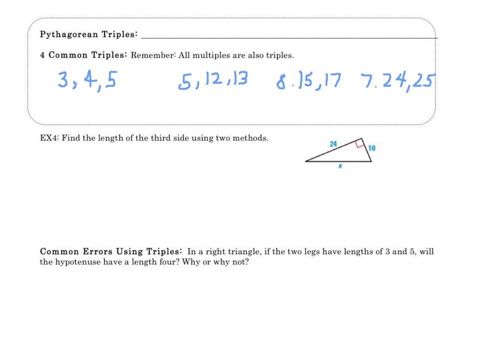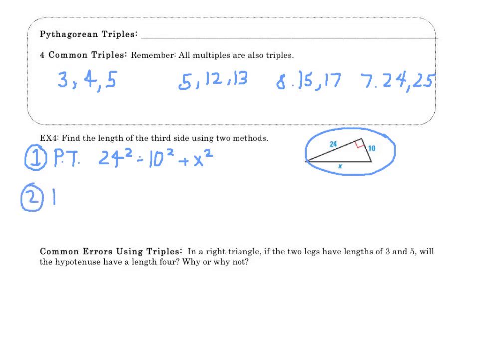So there are two different ways that we can do this problem here. One of those ways is just the classic Pythagorean theorem. So we could just use the Pythagorean theorem like we're used to, where we do the hypotenuse squared, so that would be 24 squared equals 10 squared plus x squared, and then solve for x. This is what we were doing on the first page. But the other way that you can do this is using the Pythagorean triples.